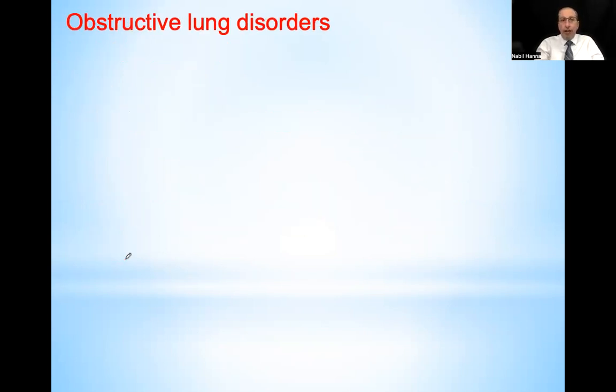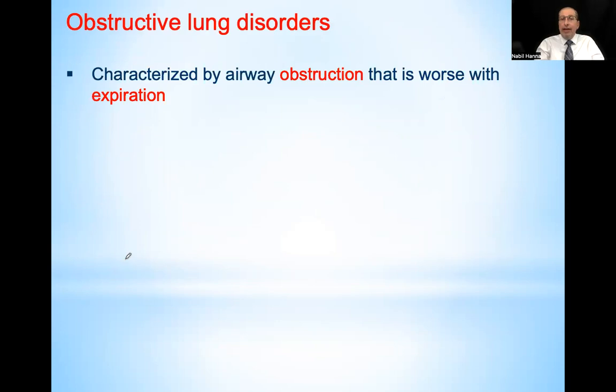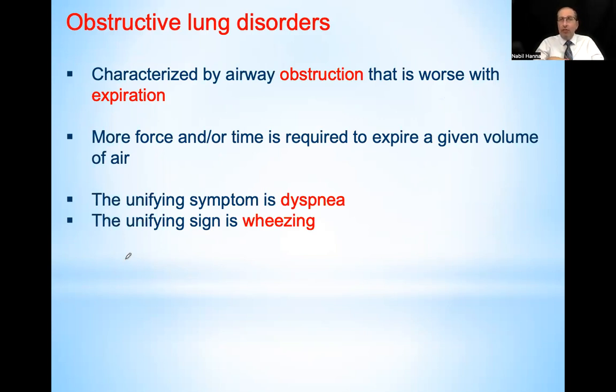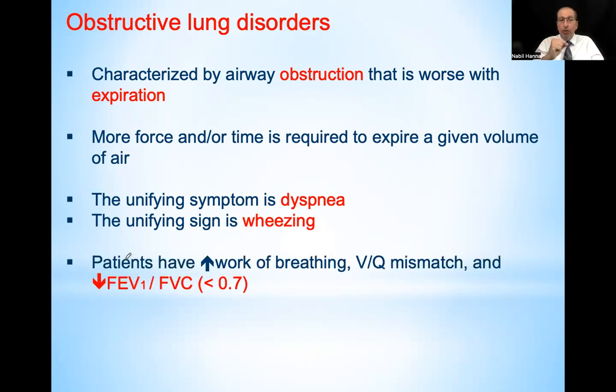On the other hand, in obstructive lung disorders, there is airway obstruction, bronchial narrowing, and the bronchi are usually narrower during exhalation. So if you have any degree of bronchial narrowing, it's going to affect exhalation first before inhalation. And now you need to use more force and more time to exhale a given normal volume of air. The unifying symptom of obstructive lung disease is dyspnea, same as with restrictive. But the unifying sign here is wheezing due to bronchial narrowing.